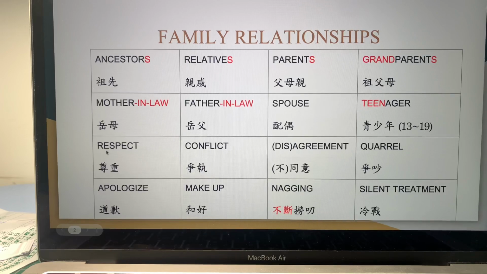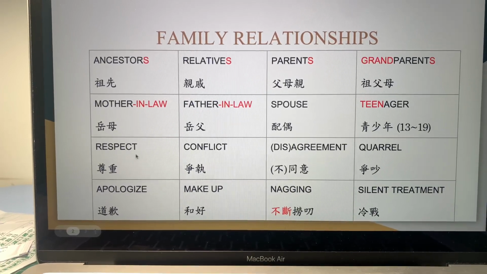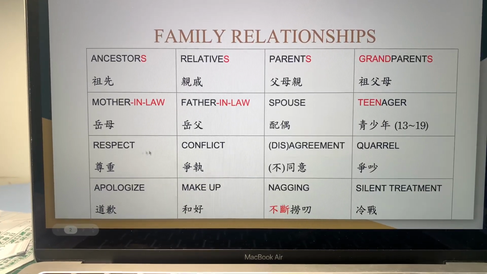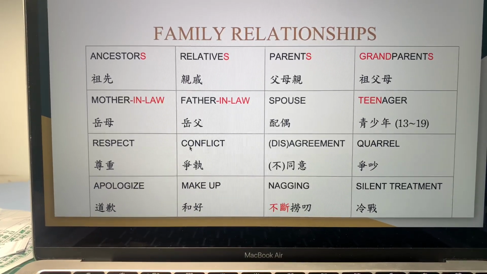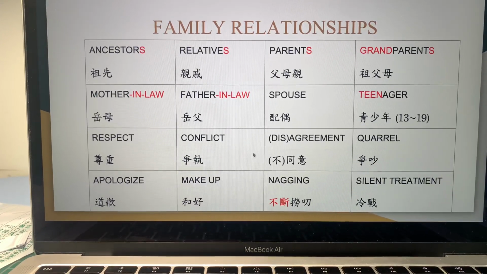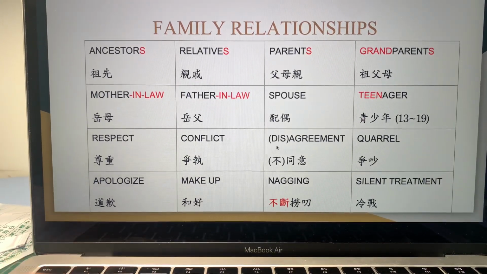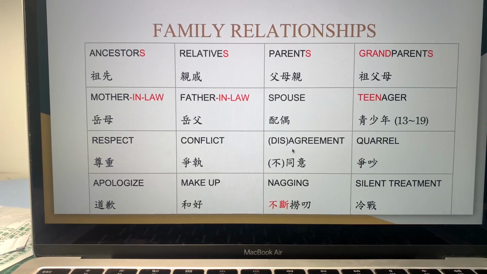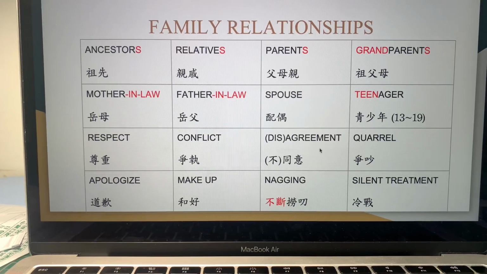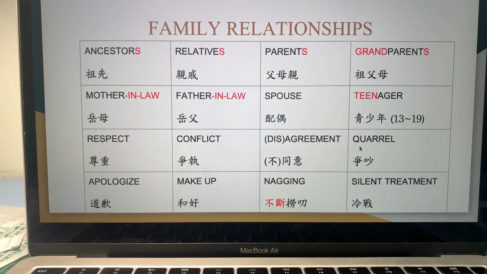And next one, respect. We always want to respect others and want others to respect us, right? 尊重, 尊重. Next one, we don't want to have a conflict. Conflict, 争执, 争执. And we have agreement and disagreement in relationships, right? 同意和不同意.